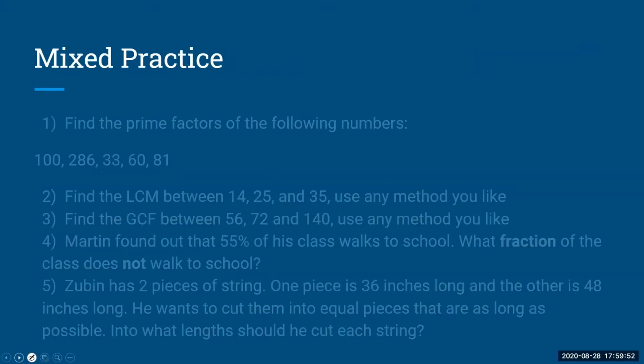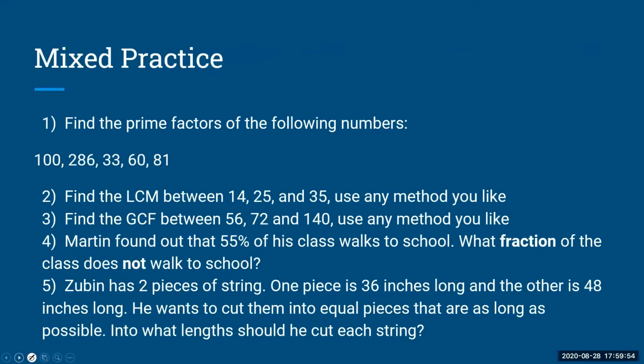All right, and we are almost done. Just do all these last questions. And once you get the answers, we're done.